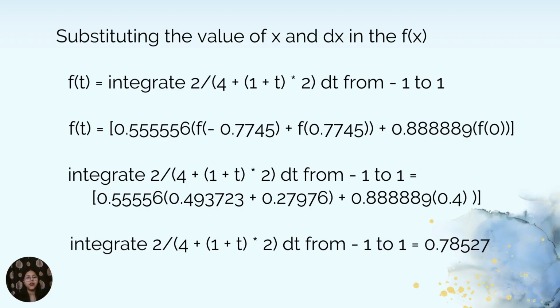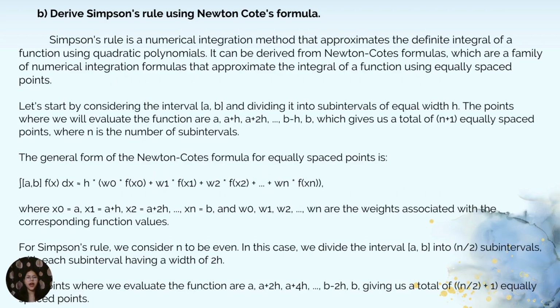F of t is equal to 0.555556 f of minus 0.7745 plus f of 0.7745 plus 0.88889 f of 0. The integral of 2 by 4 plus (1 plus t) squared dt from minus 1 to 1 is equal to 0.78527. So the value we get is 0.78527.